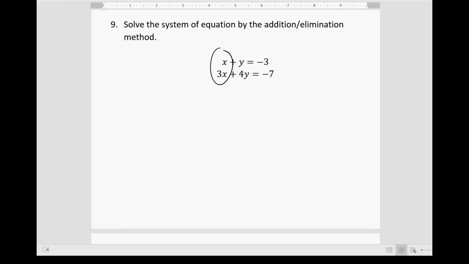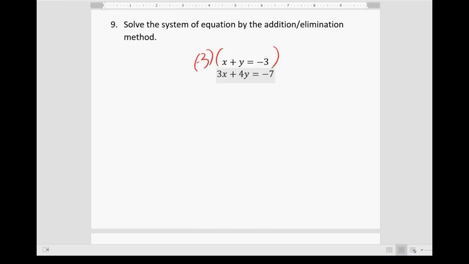So like 2 and negative 2 added together gives you 0. x and negative x added together gives you 0. Negative 3x and positive 3x, if you add them together, you'll get 0. So I want to create that here. If I'm trying to get rid of the x terms, I'm going to multiply this first equation by negative 3.